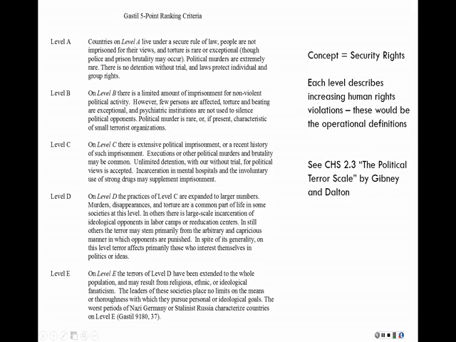You move to level C, there's an extensive political imprisonment or recent history of it. There's executions or other political murders. There's unlimited detention. In level D, you have level C, but it's expanded to larger numbers. You have murder, disappearances, torture, common. And basically the target are opponents. All right. On level E, what happens at level D is going on, but it's extended to the whole population. So basically level E is reserved for genocide, for example.